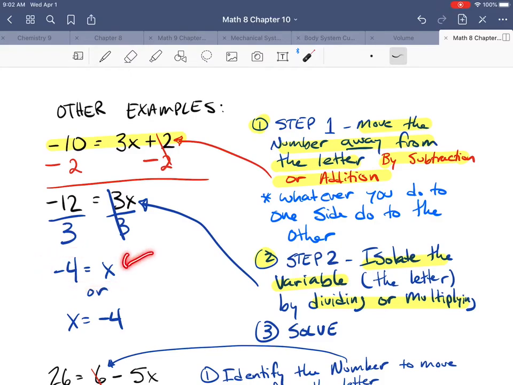That's kind of a weird way to write it, but lots of people do. But I like to write it like this, so I just flipped it and said that x equals negative 4. So that's how you do this question if the answer is over on that side of the equal sign.